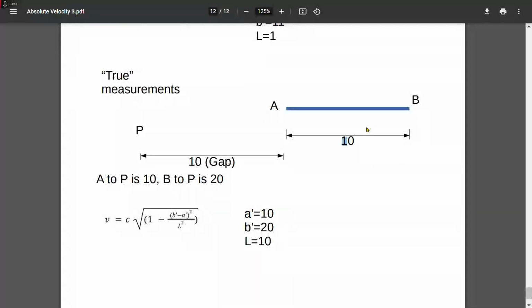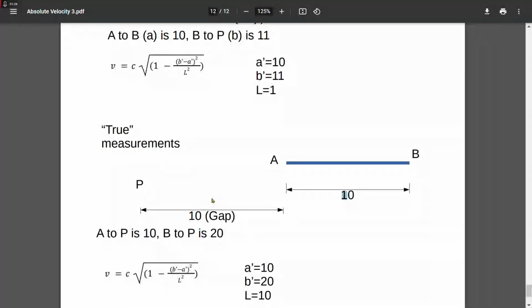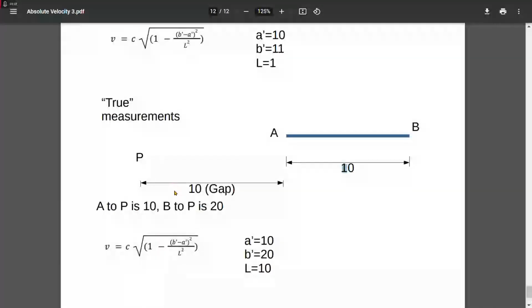So, as long as we have two observers that are a reasonable length away from each other, and they can measure distances to a certain point, again, in this example, P could be moving, it could be stationary. It doesn't matter because we're not using P's velocity in any of these equations. What we do know is the measurement from A to P and the measurement B to P. With these two values, we can calculate our absolute velocity in space.